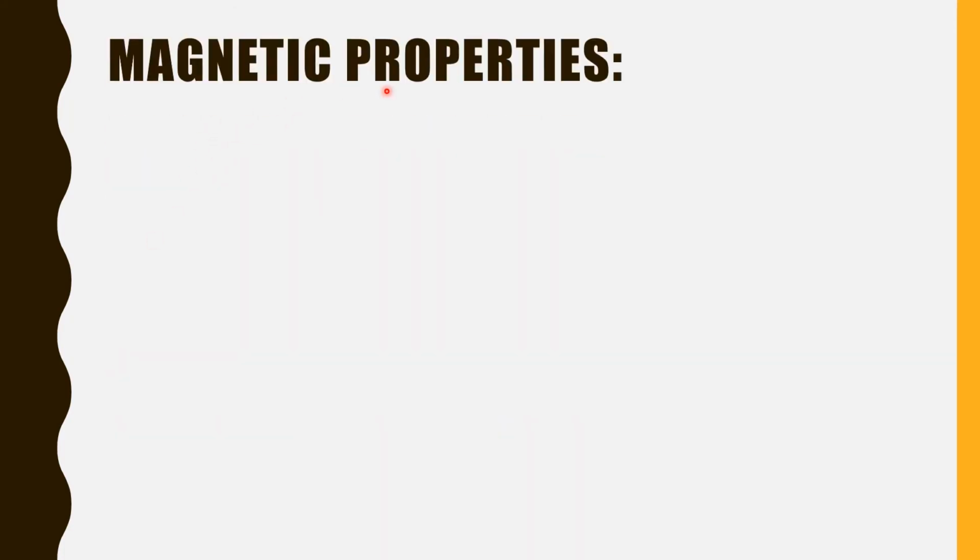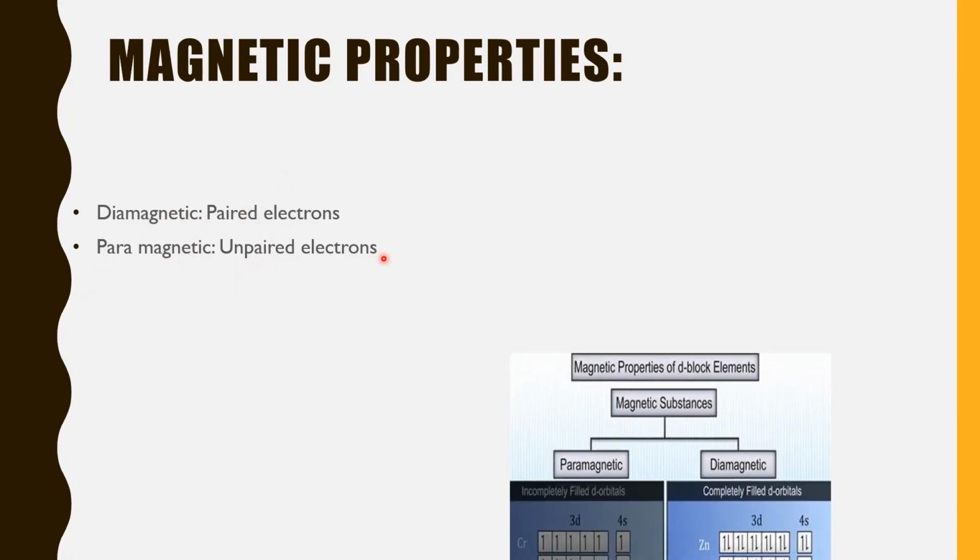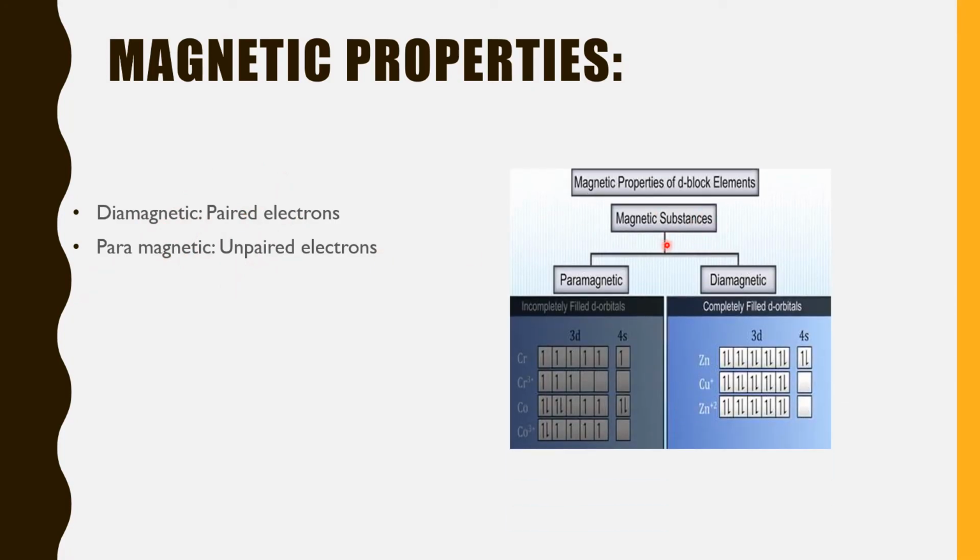And the next property we are going to see is the magnetic property. As we know, there are two types, that is diamagnetic and paramagnetic. Diamagnetic consists of paired electrons and paramagnetic consists of unpaired electrons. Now let's see this picture. This picture symbolizes that magnetic properties are of two types, that is paramagnetic and diamagnetic.